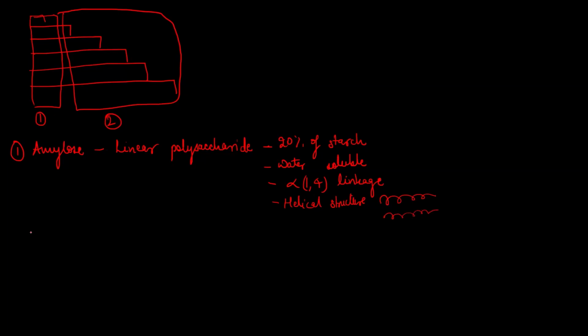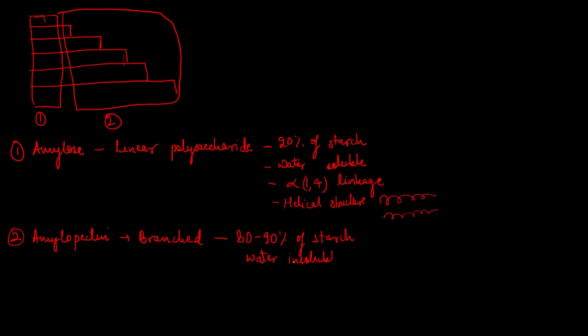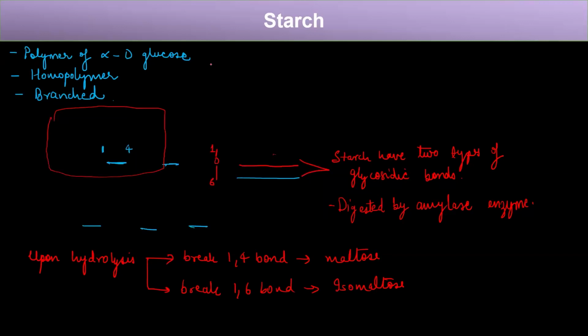Now, the branched part, or the second part, is amylopectin. It is branched, so we can see it has branchings. And it constitutes 80 to 90% of the starch. It is water insoluble, and it has both alpha 1,4 and alpha 1,6 linkage. Okay. So this is all about the starch, which is a storage polysaccharide.